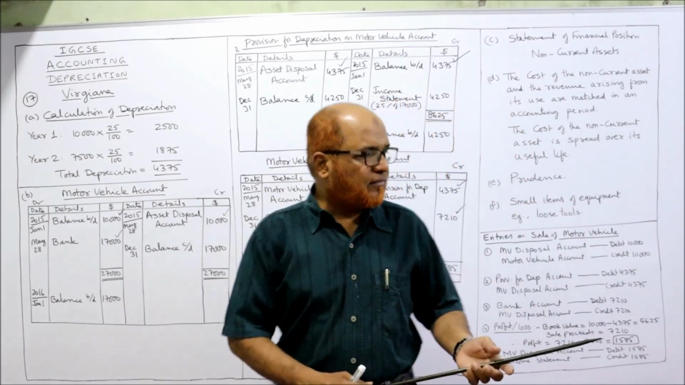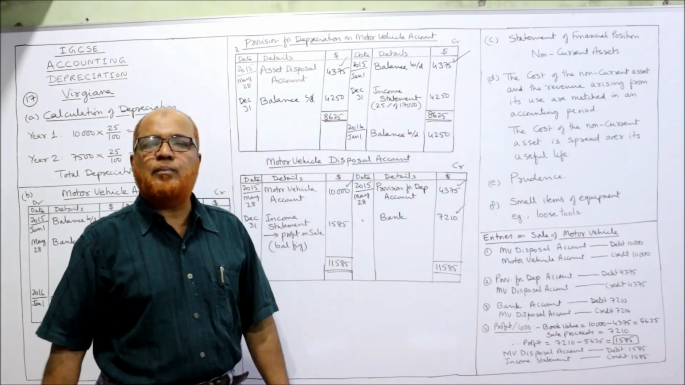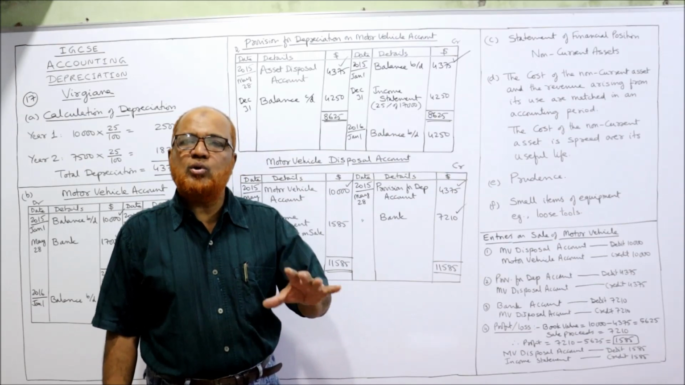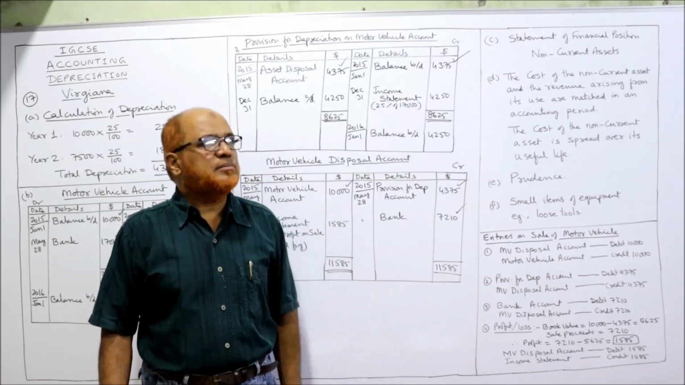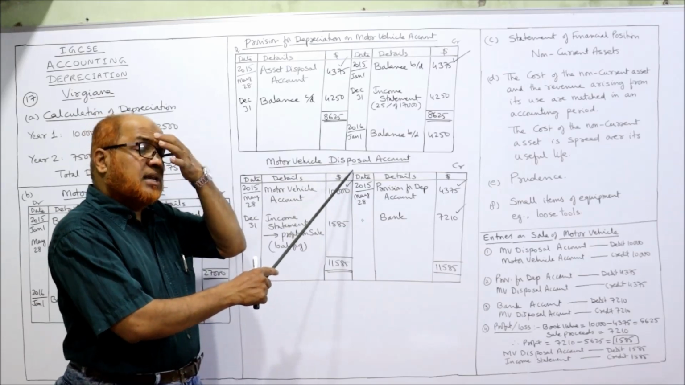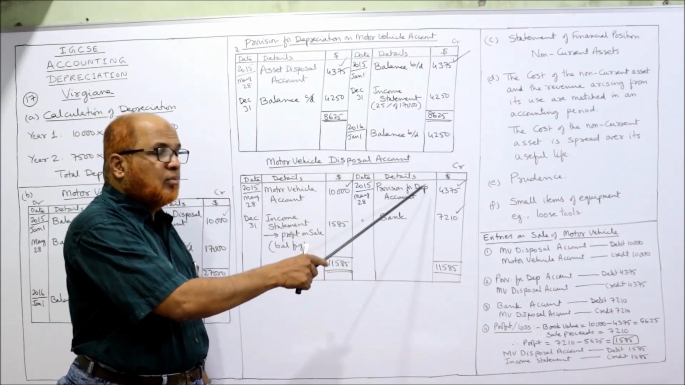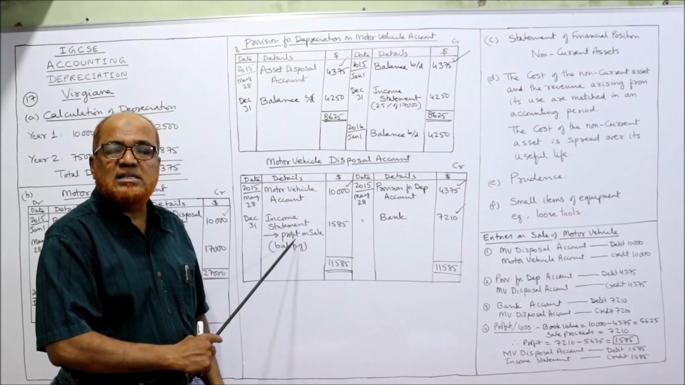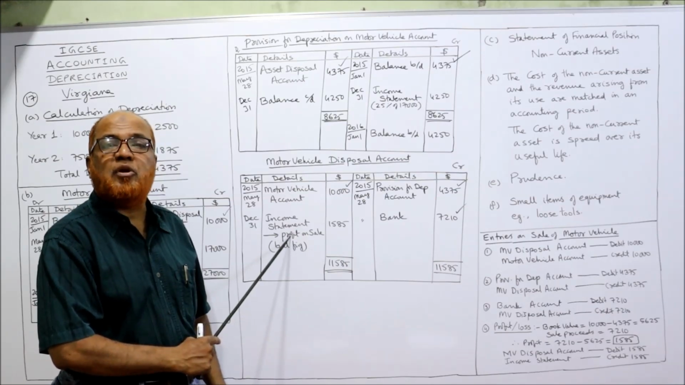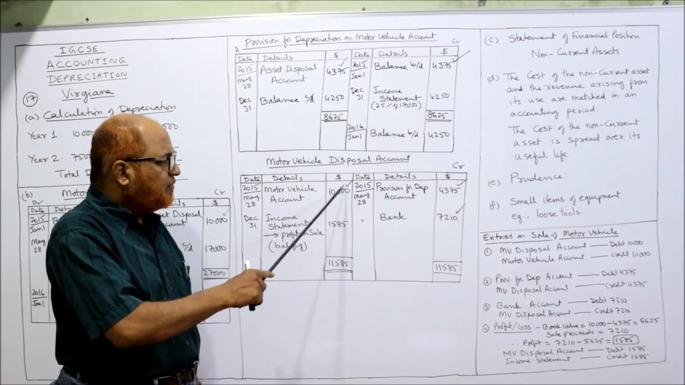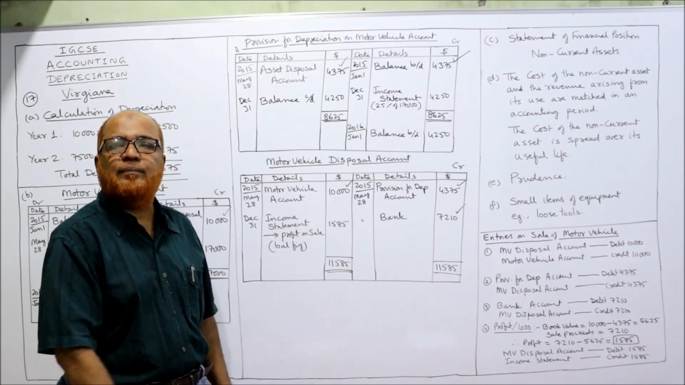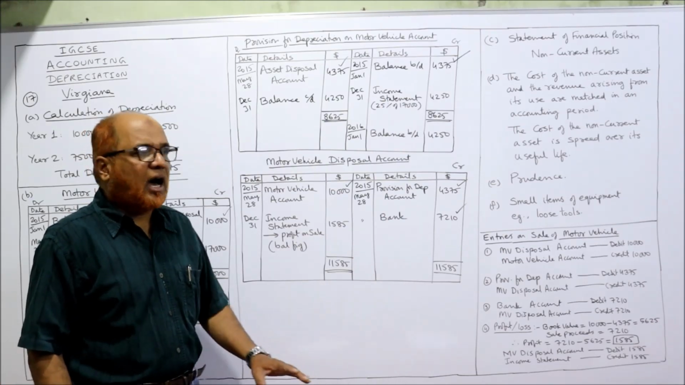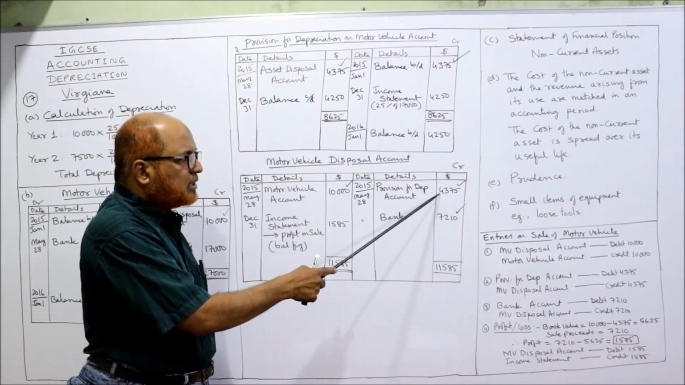So three entries we have completed. Now last entry, profit or loss. Now we have to check whether there is profit or loss. In simple terms, you see here motor vehicle disposal account. If credit side is more, you will get the balancing figure on debit side. That's a profit. Sometimes if debit side is more, you will get the balancing figure on credit side. That is a loss. In our problem, credit side is more.